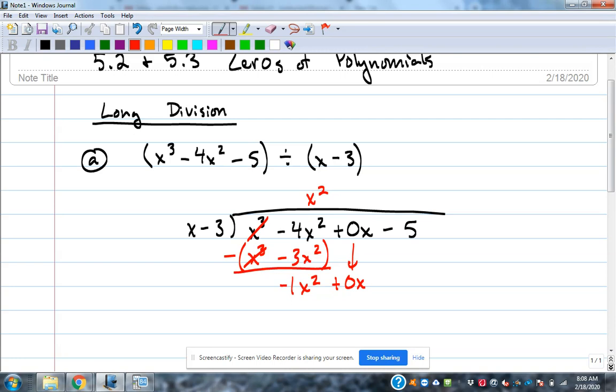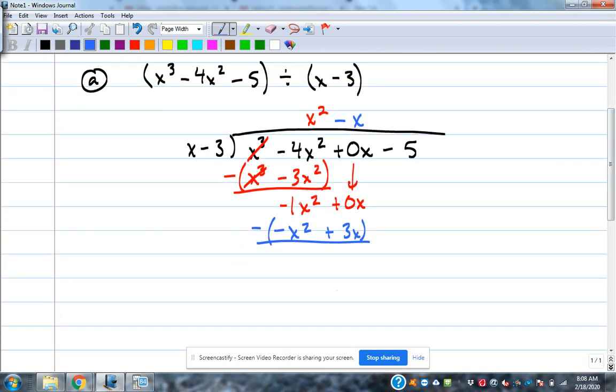If what I was dividing by had 3 terms, I'd bring down enough to make a 3-termed polynomial there. And then I go back to the front. What times this x gives me negative 1x squared? Negative 1x, yeah. And then I distribute again. Minus x. That'd be negative x squared plus 3x. And I subtract that. The x squareds cancel each other out. 0 minus 3 would be negative 3x minus 5. I'm bringing down that minus 5 from up there. That's where that's coming from.